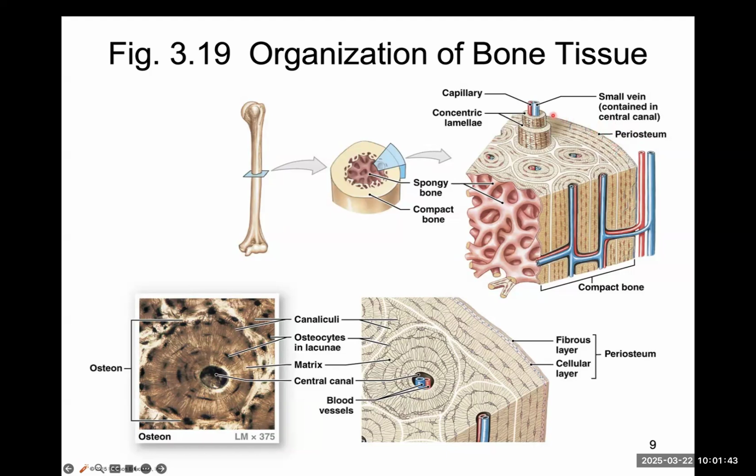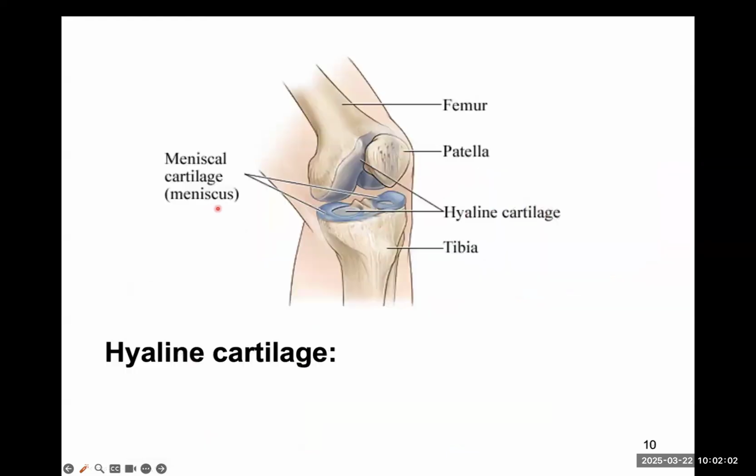So that's how the bone is organized, and it's going to look a little bit different if you don't have a long bone and you're looking at an irregular shaped bone like the scapula or coccyx. So it's going to be organized a little bit differently. Okay, next portion is moving into cartilage. So I'm going to stop here and then we'll continue in the next video.